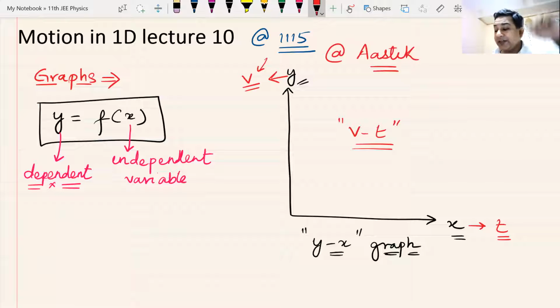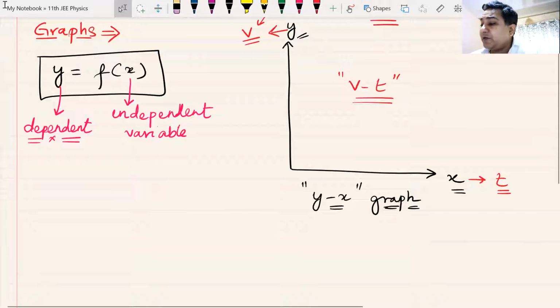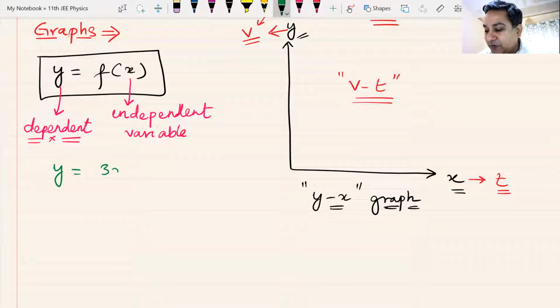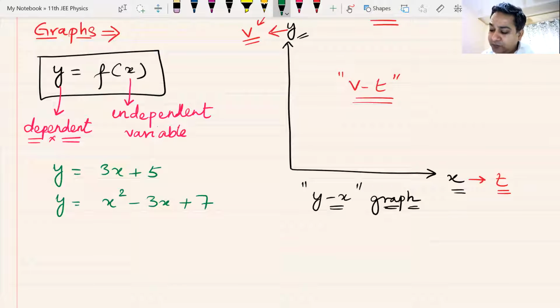Ignore them. VT graph. Now, this y as a function of x can have many types of things coming in. So y could be like this. It could be 3x plus 5. It could be as simple as this. 3x plus 5 is a function of x. Y could be a more complicated function. It could be a trigonometric function, or a combination of trigonometry and something else.